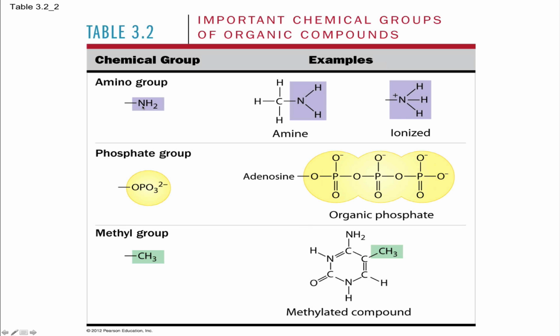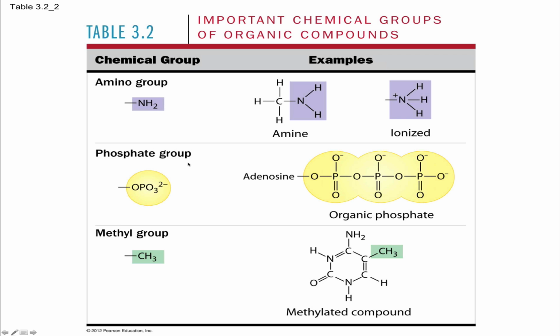In an amino group, you have nitrogen, and then you have the 2 hydrogens. So when you look at the amine, again, you have this nitrogen and 2 hydrogens. Now, when the amine becomes ionized, you end up gaining a hydrogen. So again, it's slightly more positive now.